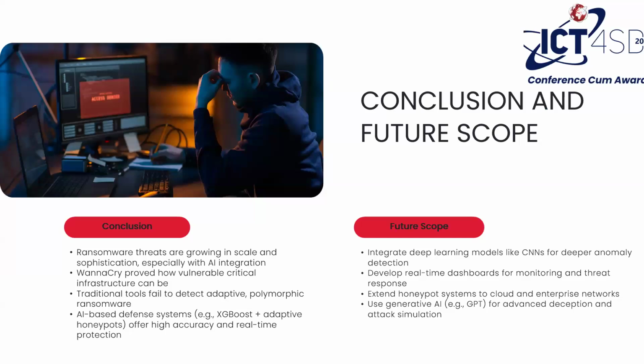Now, going to the conclusion, ransomware is evolving rapidly, as we all know, with the help of AI. And our case study, WannaCry, showed how vulnerable systems are. So we can no longer use traditional tools to defend against those attacks. That's why we are using AI-based honeypots as well as AI-based code modification techniques to evade those attacks, which shows higher accuracy. Now, what is the future scope of it?